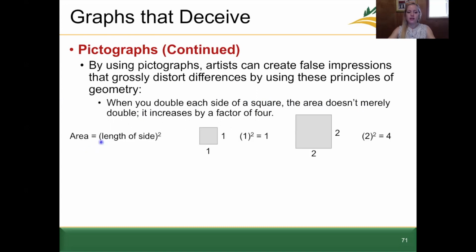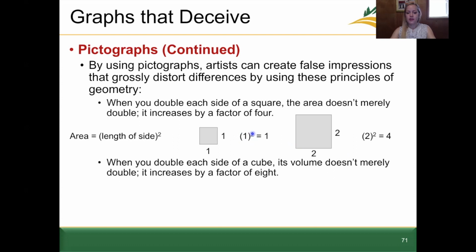We know that area is equal to the length of the side squared. So for this first square, we have lengths of 1. When we square 1, our area here is still 1. Now if we double each length of the square, each side is 2. If we square 2, our area becomes 4. So what we're getting at here is, if we change a shape slightly, so we double these sides, we can actually make a big impact by how the overall area is visualized or presented to us.